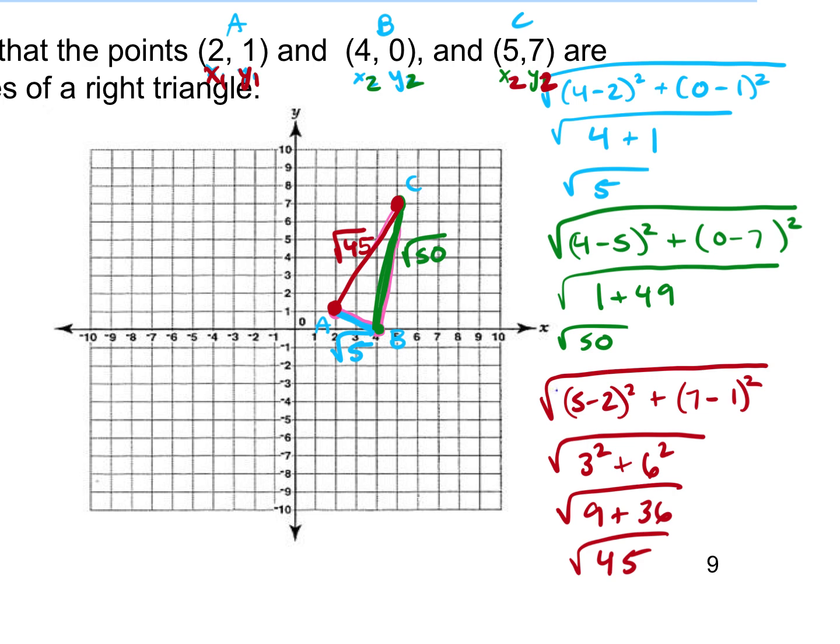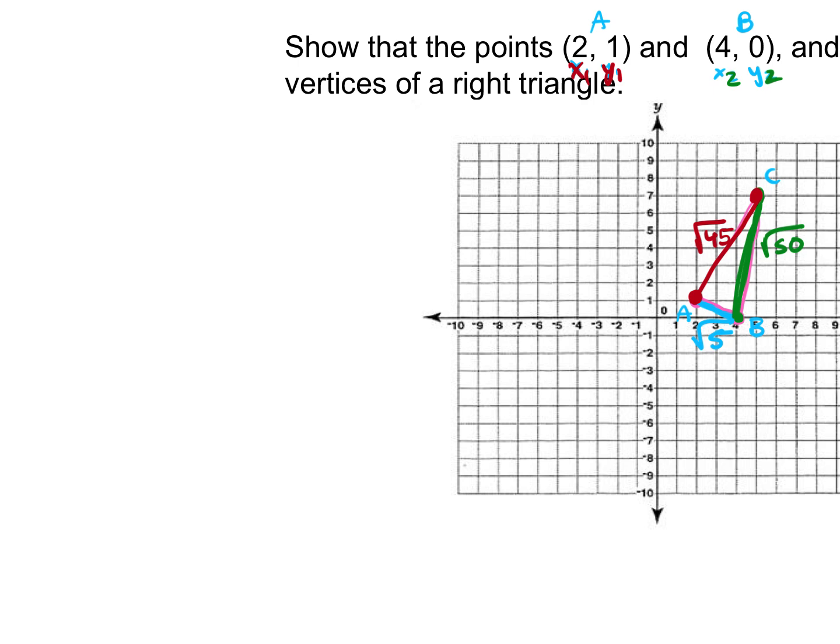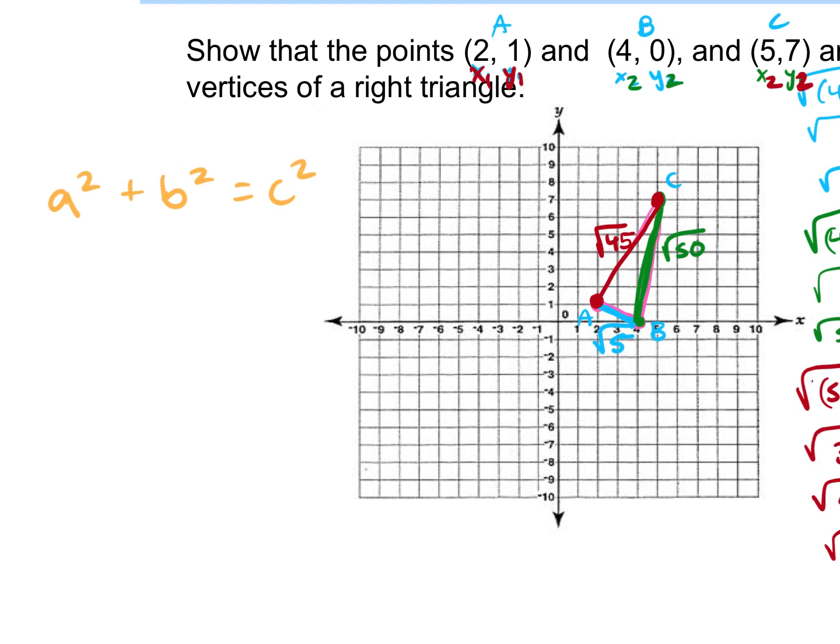So now that we found the length of each side, which side's our longest one? What's the length of the longest side? Square root 50. Square root 50 is longer than square root 5 and square root 45. So in order to find out if this is a right triangle or not, we want to use the Pythagorean theorem. We're going to use a squared plus b squared equals c squared. Now a and b don't matter which one's which, but c has to be our hypotenuse. It has to be the longest side. So we said square root 50 is the longest side, so that has to be our c.